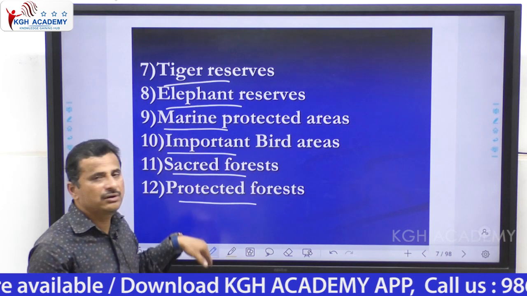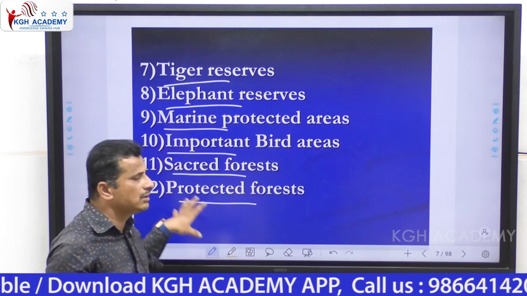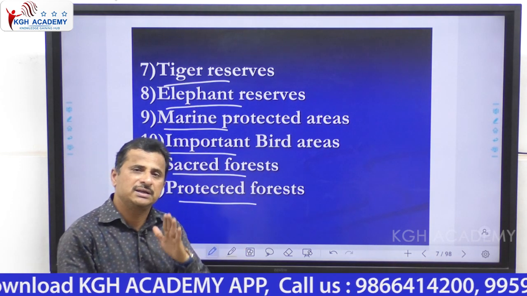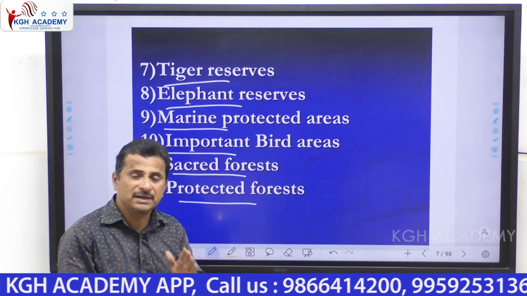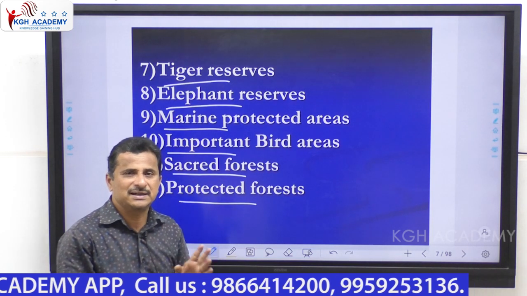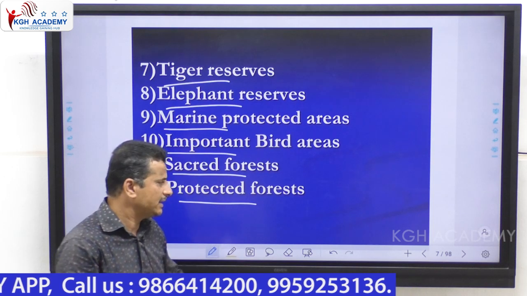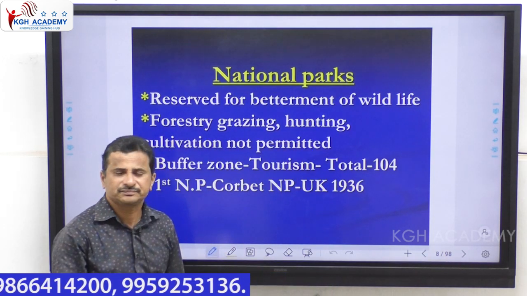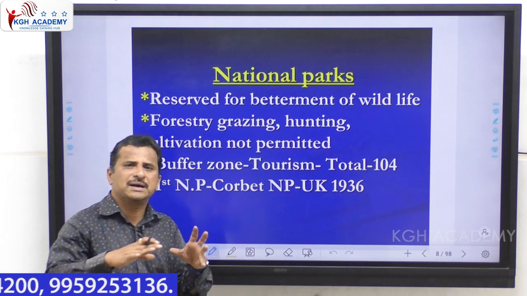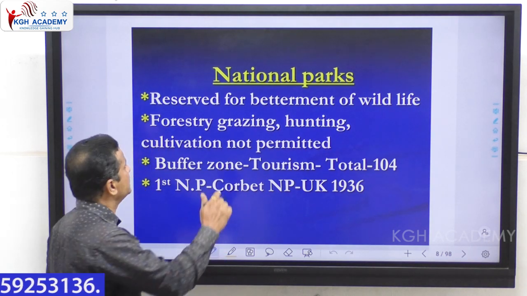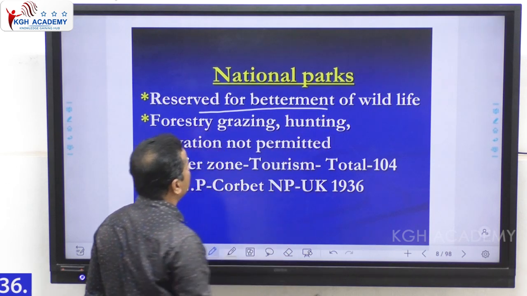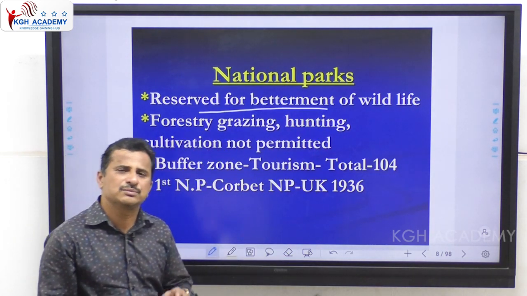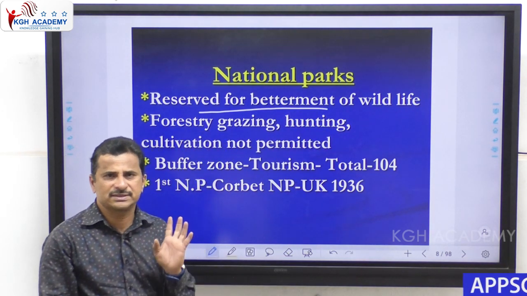It is not possible to discuss all these areas in detail, but here I am giving some important protected areas, their specialties, examples, etc. The first one is national parks. A national park is an area for the betterment of wildlife. Wildlife means both plants and animals.